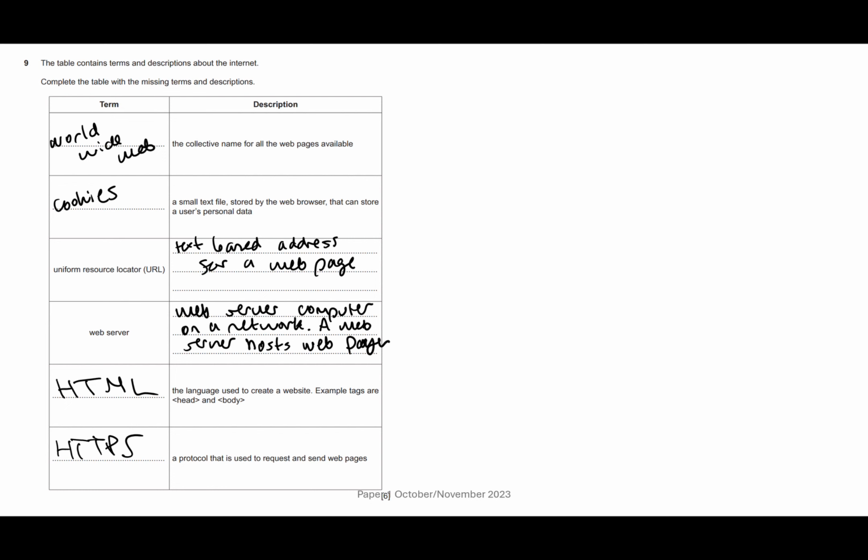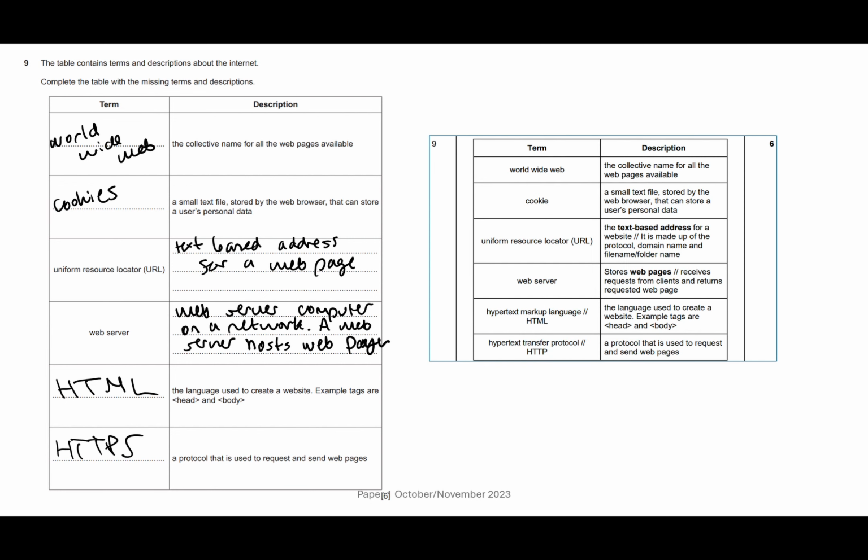Right, let's check out the mark scheme for this. So we have World Wide Web, we've got cookies, we've got a text-based address for a website. Yeah, text-based address for a web page, we'll take that. Web server stores web pages, receives requests from clients, returns requested web page. Web server, computer on a network, a web server hosts web pages. Yeah, we got that. So HTML is a language for web pages, and HTTP, we've got HTTPS, which is fine.